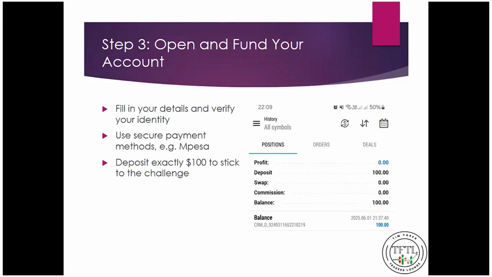You can verify using your ID, personal verification or personal identity. Then you can use KRA PIN or bank statement, basically to verify residential details. All right. Then use secure payment methods to deposit. So with Scope Market, you can use bank transfer or wire transfer. You can use M-Pesa. You can use Skrill. And M-Pesa becomes very convenient, especially here in Kenya.